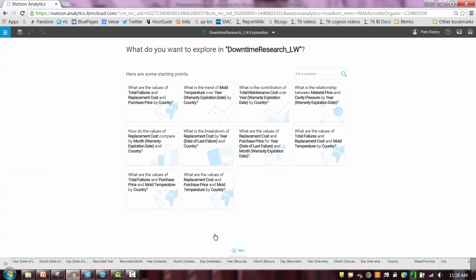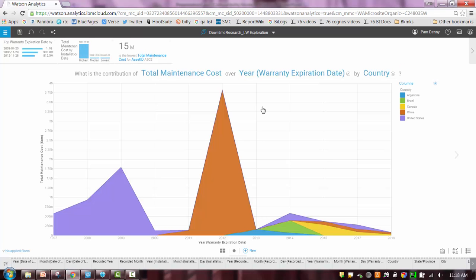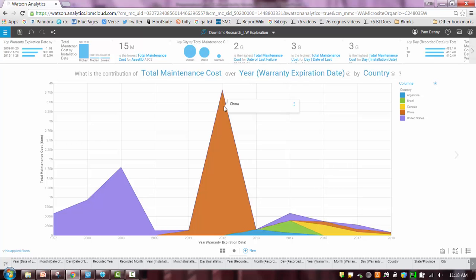This component presents her immediately with a variety of questions or components that she may want to look at in more detail. So she has, again, not done anything other than import her CSV file into Watson. This question immediately draws her attention because she knows how focused her corporation is on cost. And as she opens it, her eye is immediately drawn to this red peak or spike, which is China, and it shows how much higher the maintenance cost for the assets in China are in relation to the other countries.